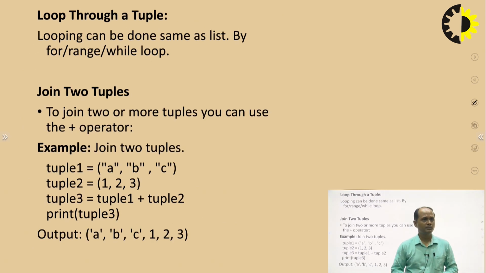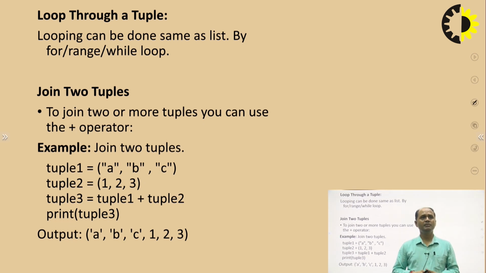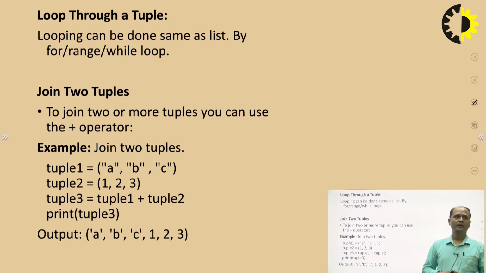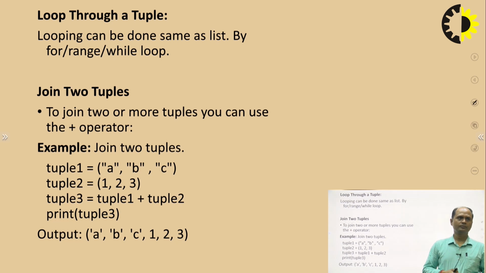Now we will discuss looping through a tuple. What is a loop? Looping can be done the same as with a list, by the for, range and while loops. In Python we can simply use these three types of loop: for loop, range and while loop. If and if-else statements are also used.